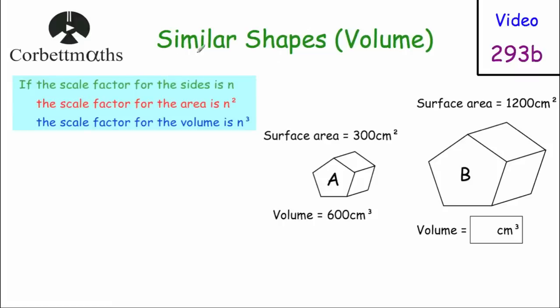Okay, let's have a look at our next topic. So our next topic is similar shapes. And whenever we're dealing with similar shapes, remember the scale factor of enlargement for the sides is n, the scale factor for the area will be n squared, and the scale factor for the volumes is n cubed.